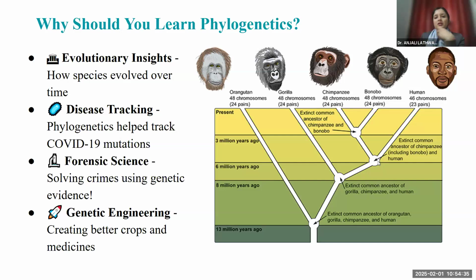So around 13 million years ago, you see this knob here. These were the common ancestors. Then around 8 million years ago, you see these branches. This shows where a certain lineage of species diverged from the other.